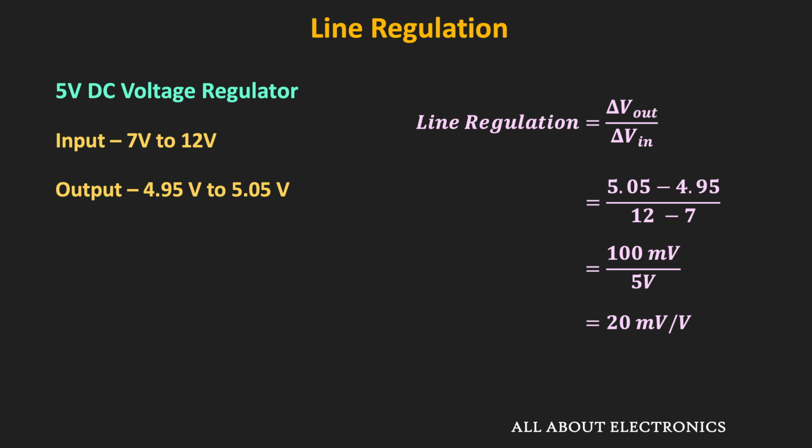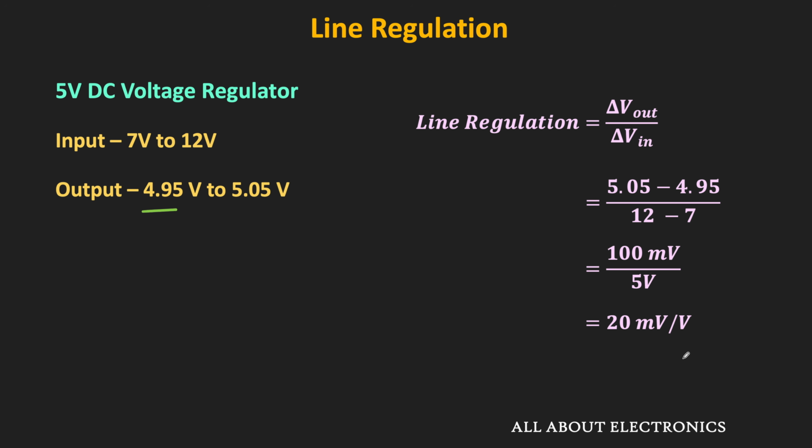That means if the input voltage changes by the 1 volt, then the change in the output voltage will be equal to 20 millivolt. That means for the given voltage regulator, when the input voltage is equal to 8.5 volt, at that time we are getting the nominal output voltage that is equal to 5 volt. But whenever the input goes to the 7 volt, then the output will change by the 50 millivolt and it will become 4.95 volt. So from the line regulation, we know that for the given change in the input voltage, how much output voltage will change.